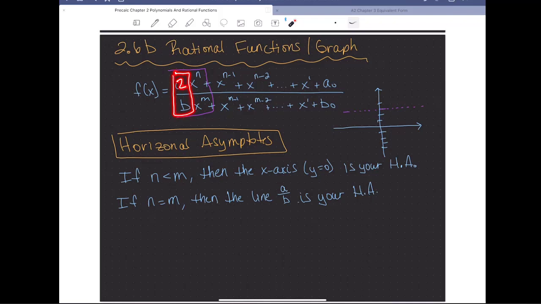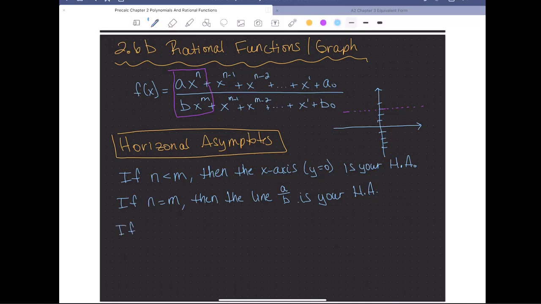So if this was a 2 and this was a 1, just for example, 2 over 1 is 2, so you're going to have your horizontal asymptote when y equals 2. I guess I should have used 3 because I had that up here. All right, so then there's going to be one other possibility.